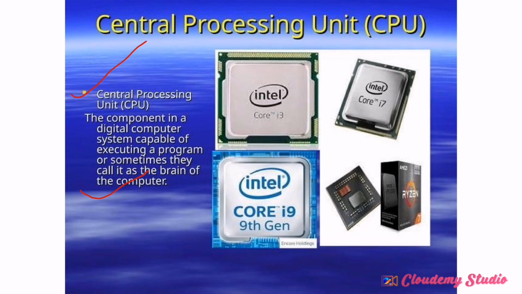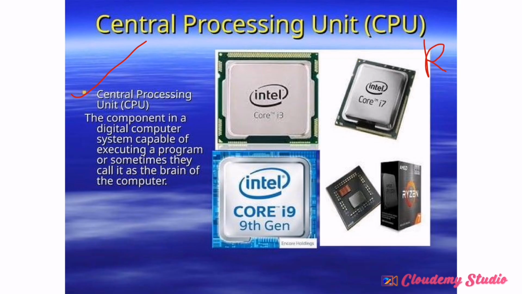So you should consider these things when you are buying a computer. You find that a Core 3 is cheaper compared to a Core 7 or a Core 5. Then a Core 7 is a bit expensive compared to a Core 3. Then a Core 9 is very expensive compared to a Core 7. Then a Core 10 is more expensive compared to a Core 9 computer or laptop.